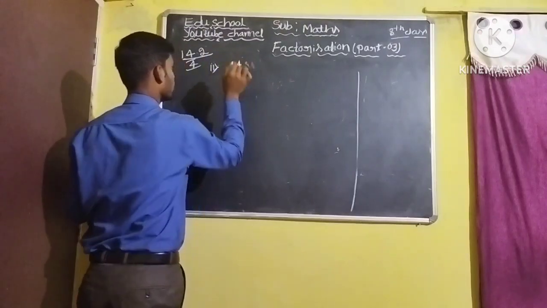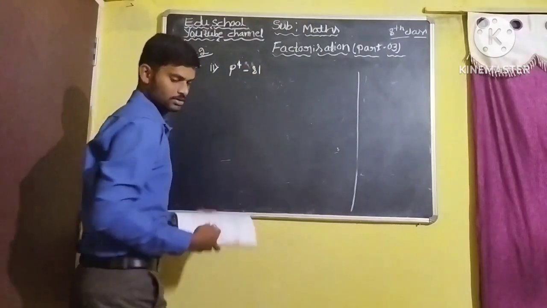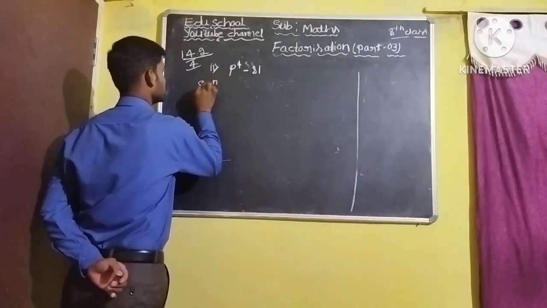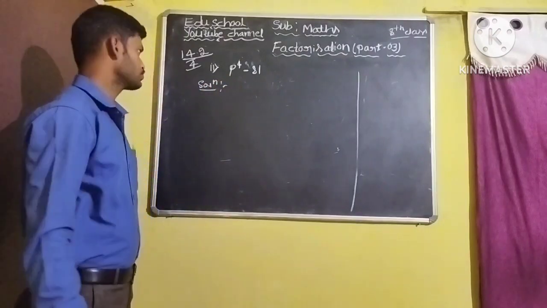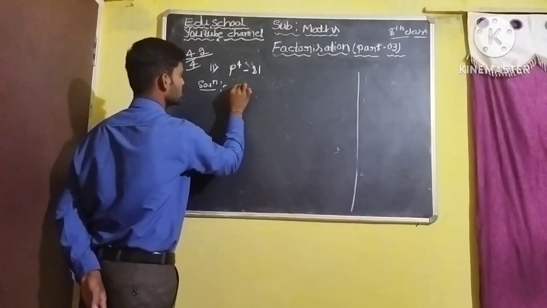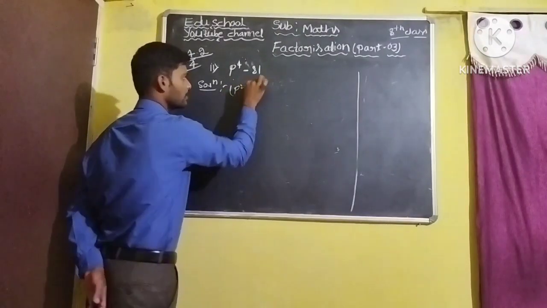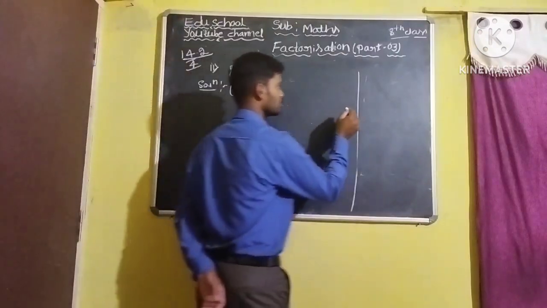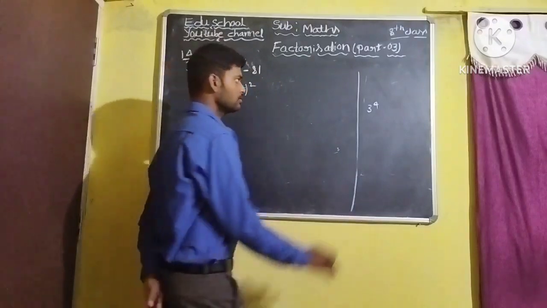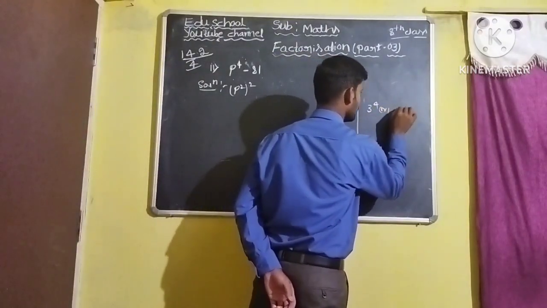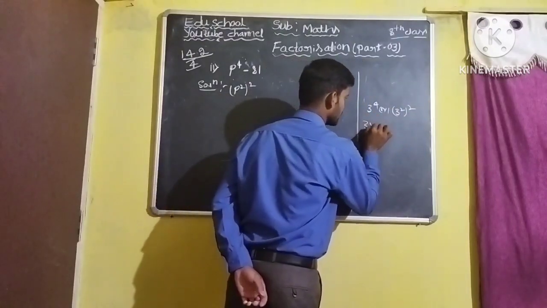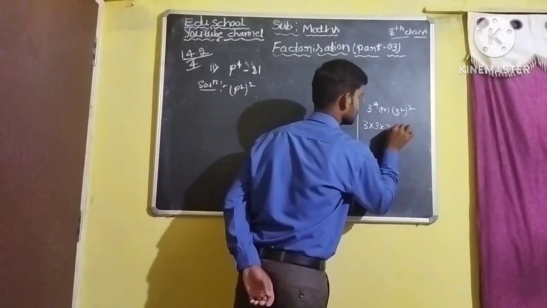P to the power of 4 minus 81. Observe, this is also very easy by knowing the identities. P power 4 can be rearranged in the form of P square whole square, and 81 can be written as 3 to the power of 4 or 3 square whole square, because 3 into 3 into 3 into 3.